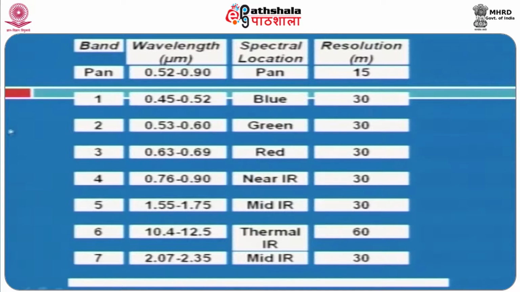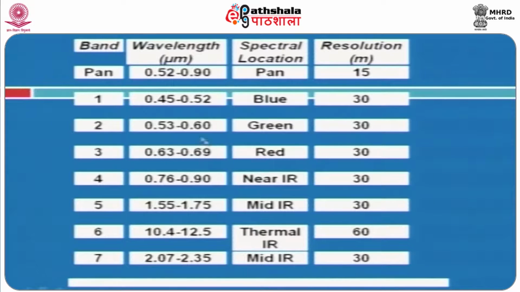If you look at the slide here, you will get a better idea. Satellites will have n number of sensors, and they will have different bands. You can see here band 1 of a specific satellite, do not worry about the type of satellite: 0.45 to 0.52 is the blue band, 0.53 to 0.6 is green, 0.63 to 0.69 is the red band, 0.76 to 0.9 is near infrared, 1.55 to 1.75 is middle infrared, 10.4 to 12.5 is thermal infrared, and 2.07 to 2.35 is also middle infrared.